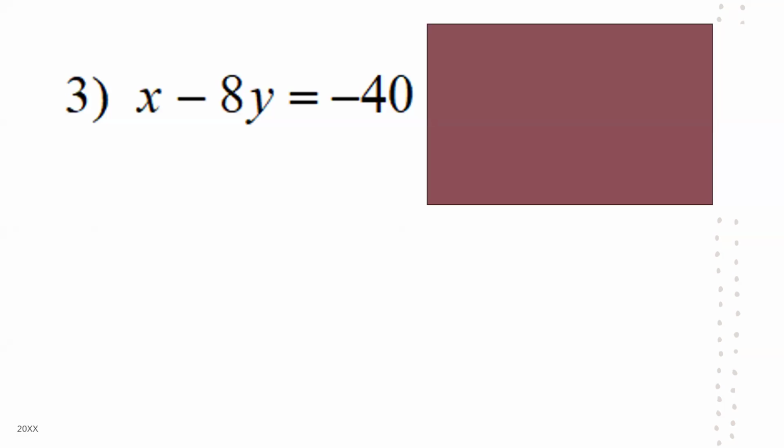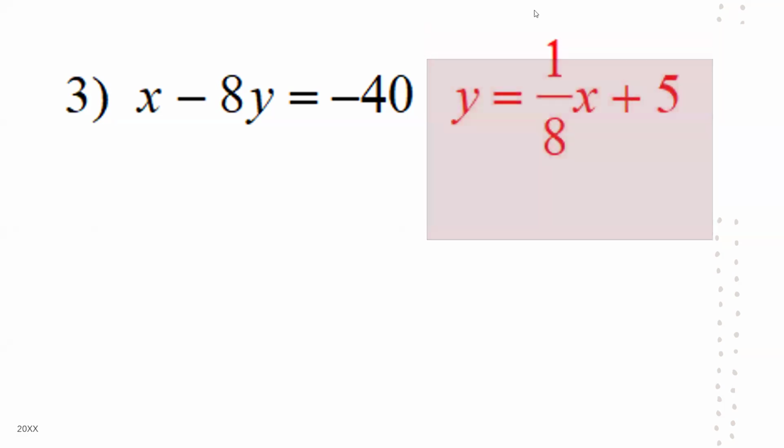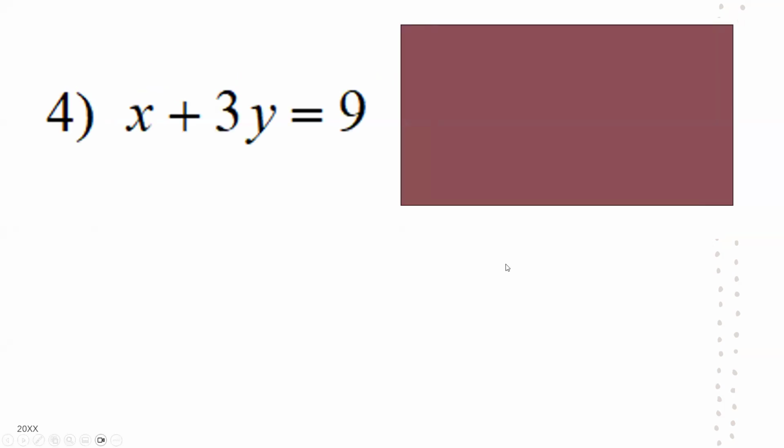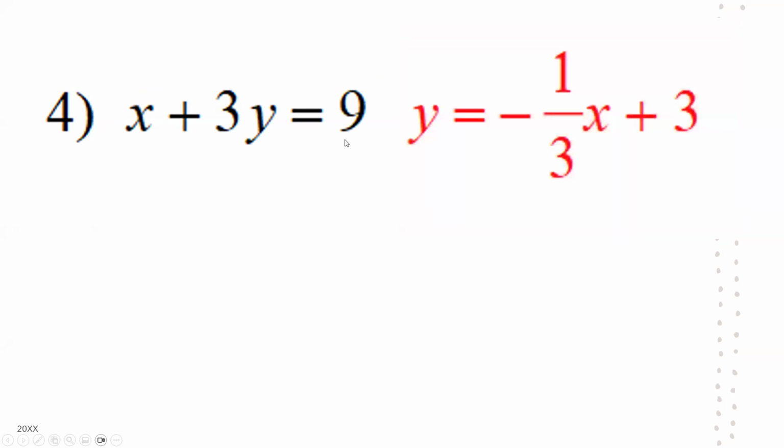Another example. Go ahead and try it in 3, 2, 1. We ended up getting a positive 1x plus 5, again subtracting x over, dividing by negative 8. That's what the positive became. And then there we go. Another one. Go ahead and pause the video and try it. That one we would subtract x over. We end up with y equals negative 1/3 x plus 3.